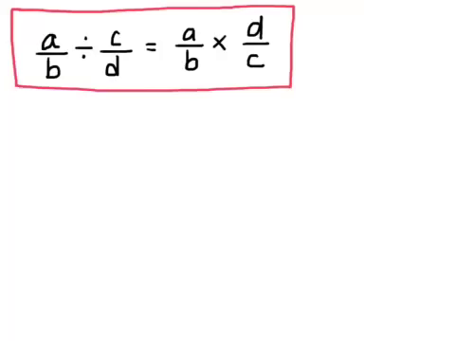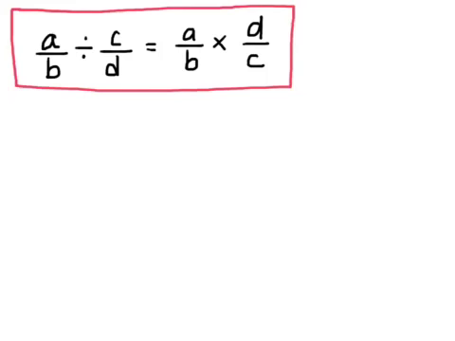Hey everybody, today we're going to look at how we divide two fractions. If you look at the box above, we can see that we have two fractions. The first one is a over b and the second one c over d. Now the box explains how we divide fractions.